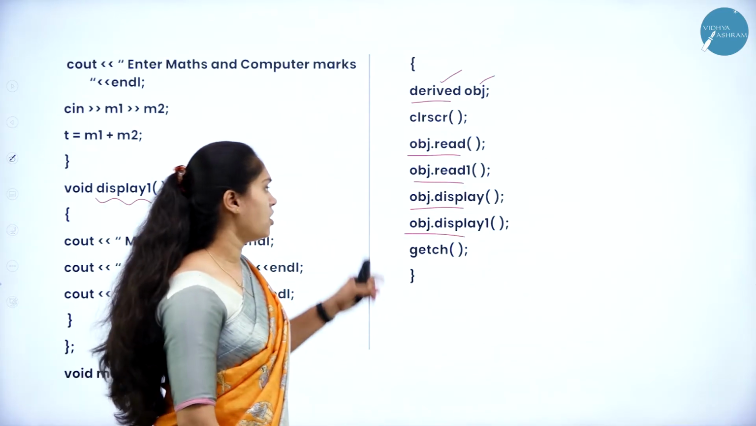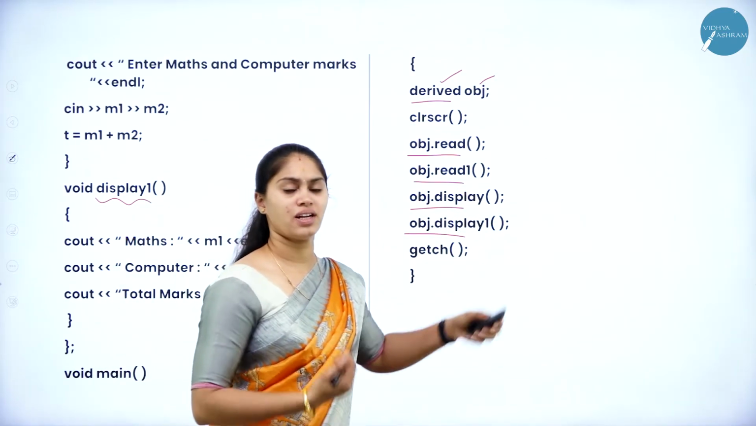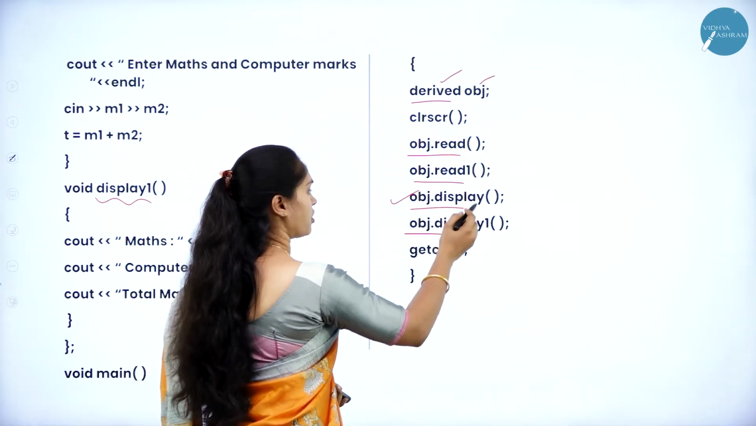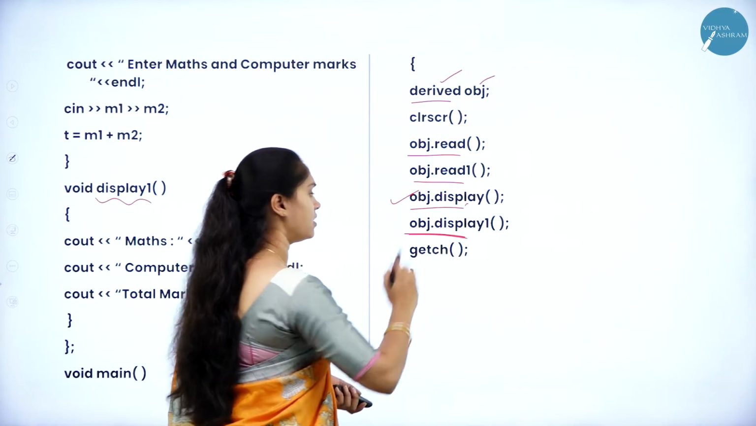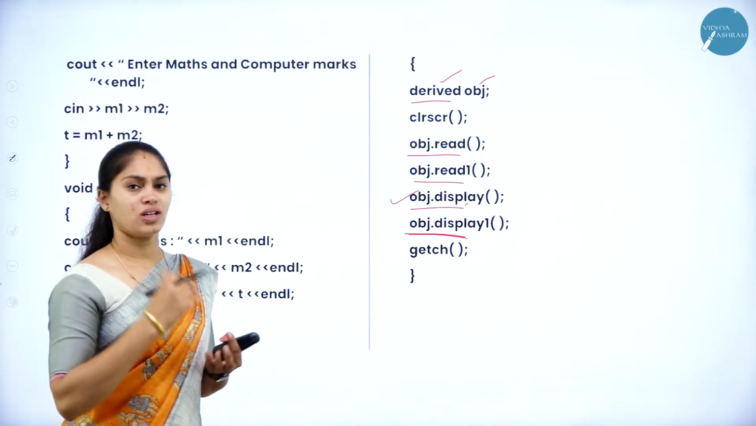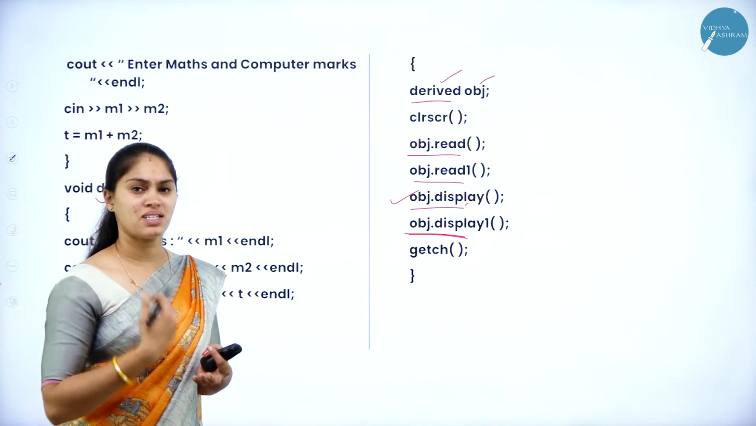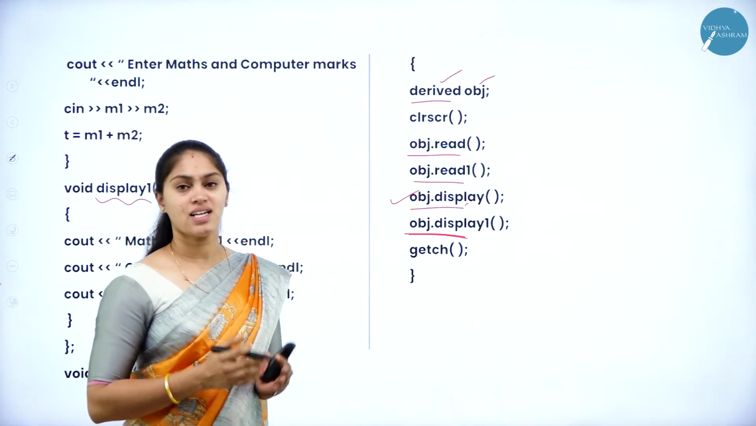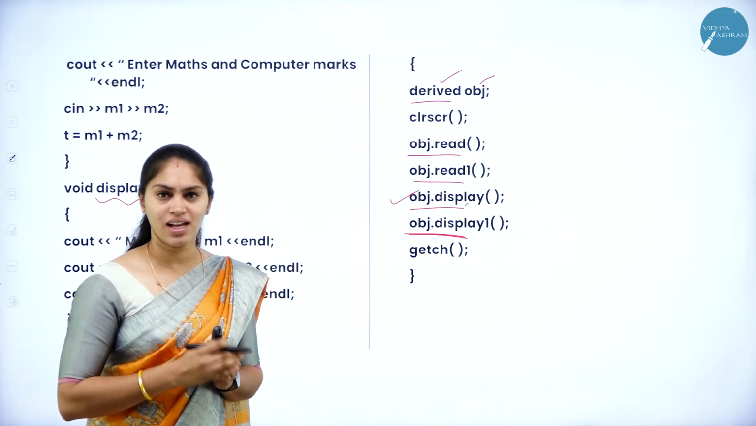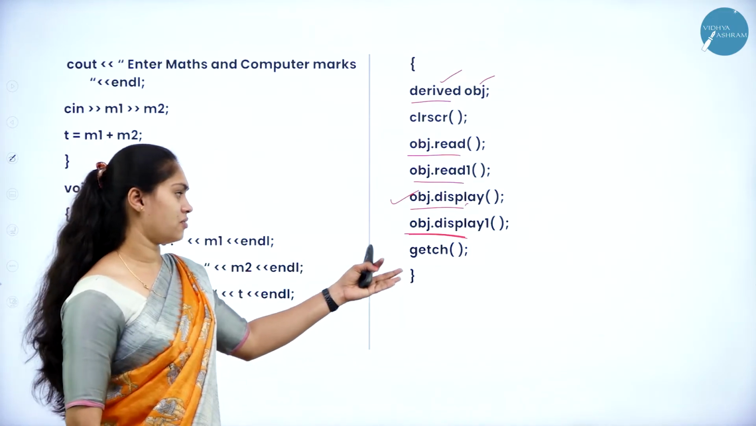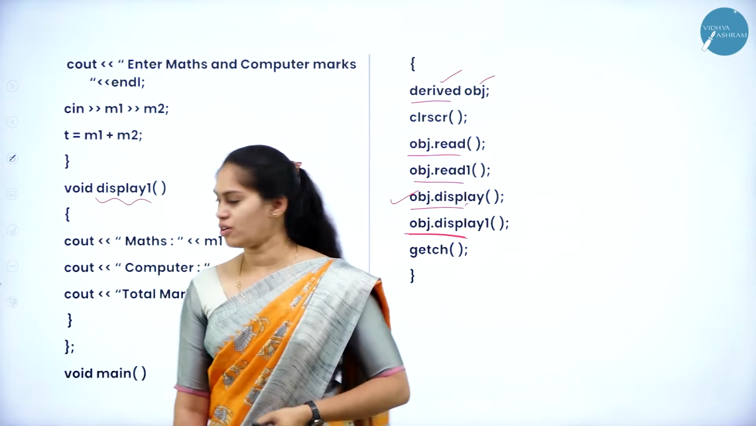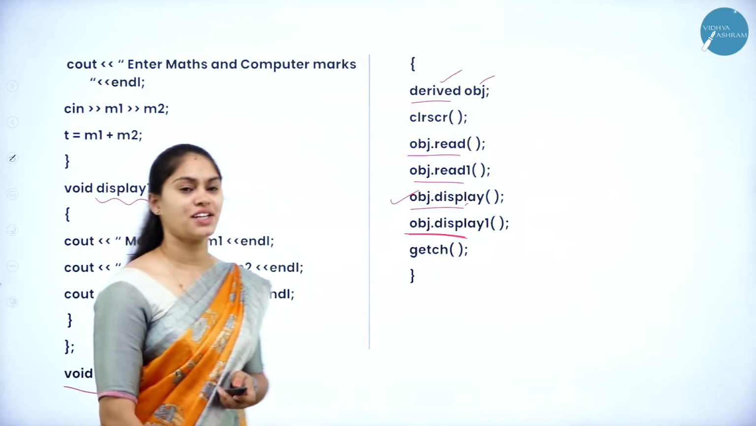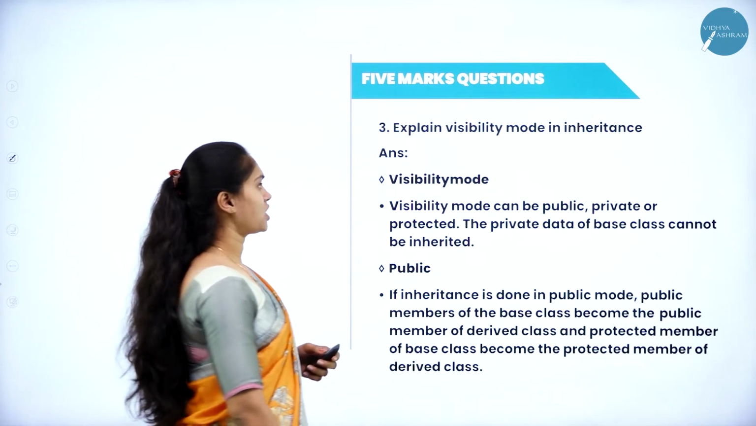In the same way, we deal with obj.read1. It is a member function of the class called Derived. This is a member function of the base class, and this is the derived class. What it means is that whatever data members and member functions we have in a base class can be inherited to the derived class when we are dealing with single level inheritance. Then close the curly braces, which is the closing of the main function. This is how you are supposed to answer this kind of question. We'll see the next question.